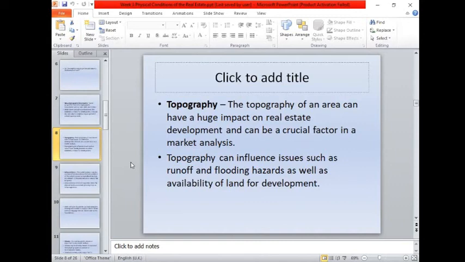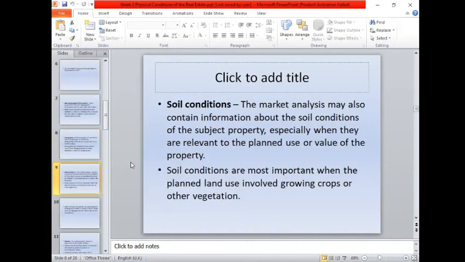Because there are some lands or properties which are not subject to any development, but are preserved as an environment, a habitat of the living. Soil conditions are also part of topography, because since we talk about the surface of the land, the soil is also analyzed, to know if this soil is fertile and productive for the development of a property.